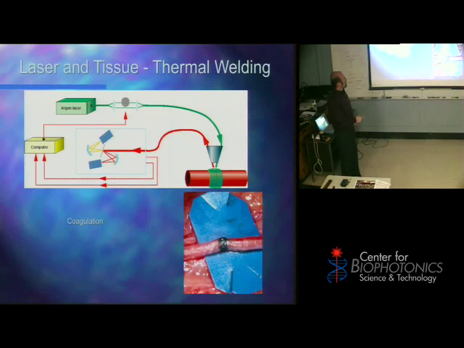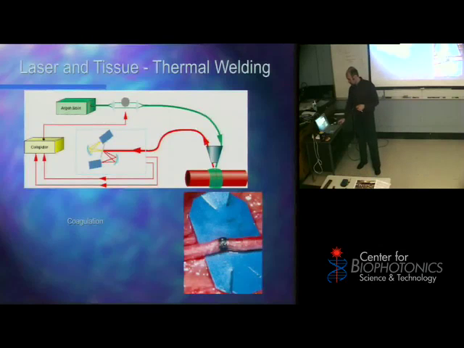So another thing you can do is weld 2 tissues together. I think this is pieces of aorta welded together, 2 vessels, just with coagulation. You can use the laser to heat up the junction and basically connect 2 vessels together.